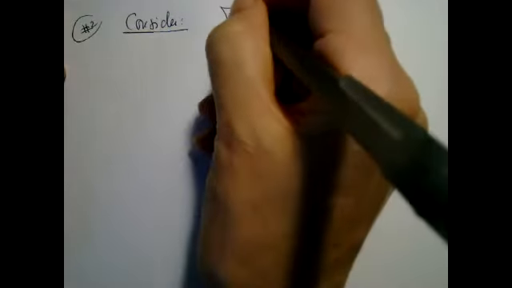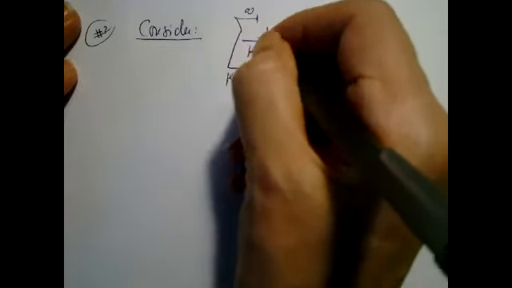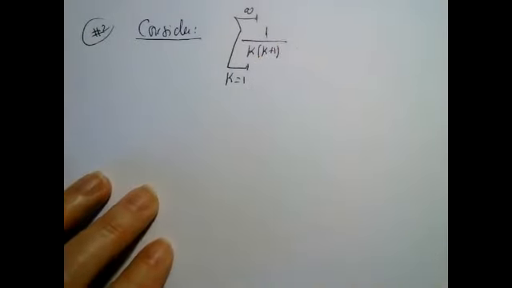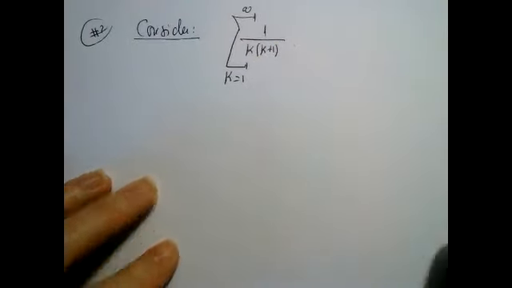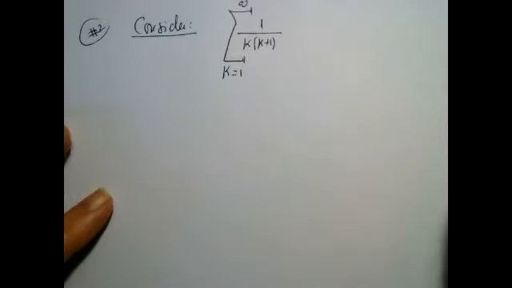I will consider the series, the sum from k equal 1 to infinity of 1 over k times (k plus 1). Okay, that's really my series. And the question: does this converge or diverge? And what is the sum? I mean, what's the sum?